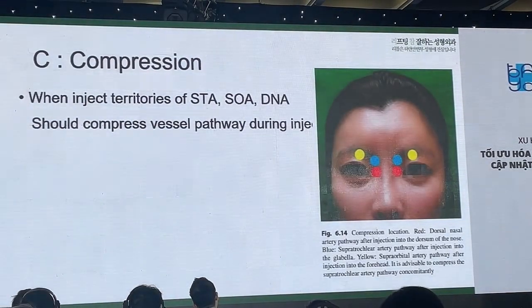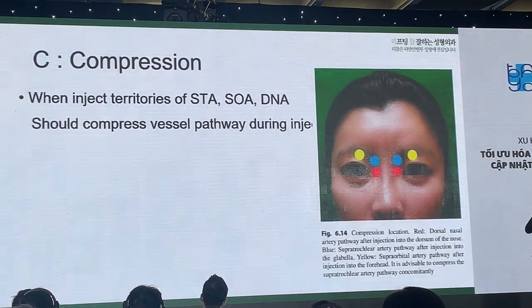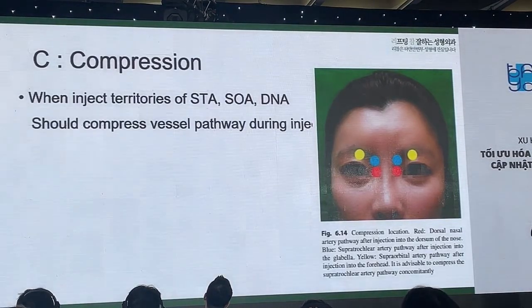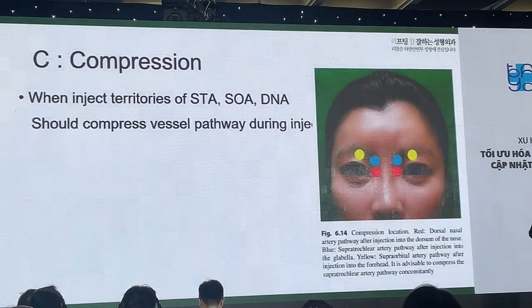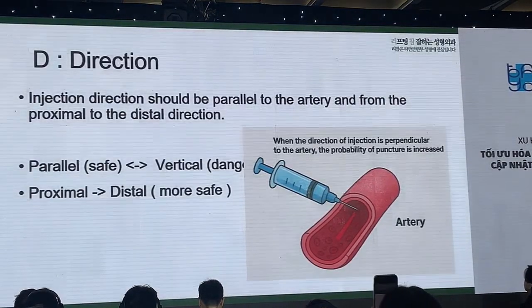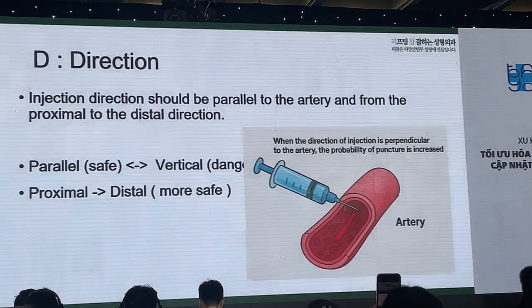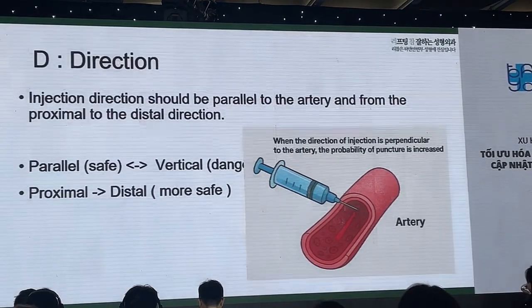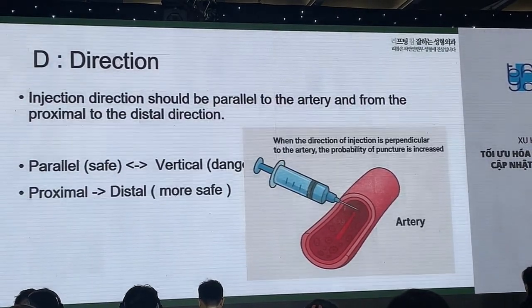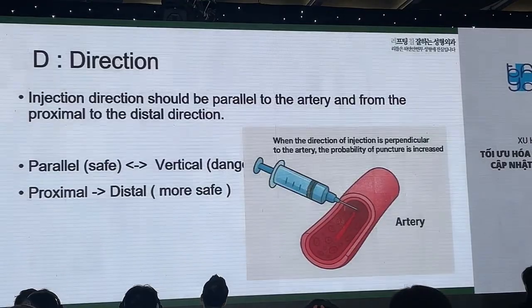C, compression. When injecting the territory of the STA, SOA, and DNA, you should compress the vessel proximally during injection. As shown in the anatomical reference image, this halves the chance of filler entering the vessel. D, direction. The injection direction should always be parallel to the artery and ideally performed from proximal to distal. This approach reduces the risk of vascular penetration.